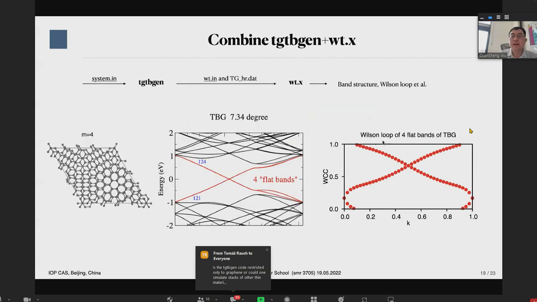And one difference from the previous Wilson loop calculation is that you need to select those bands to get the Wilson loop, and this is described in the tutorial. Okay, there's another card to select these bands. Okay, and you can get this Wilson loop, and you can compare with the paper, and it's written in the tutorial. You will see that it's non-trivial.